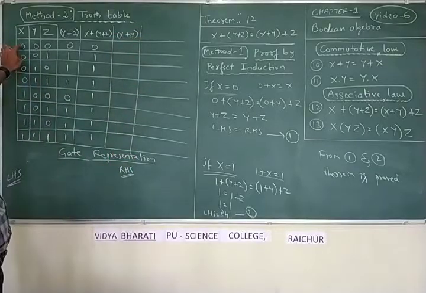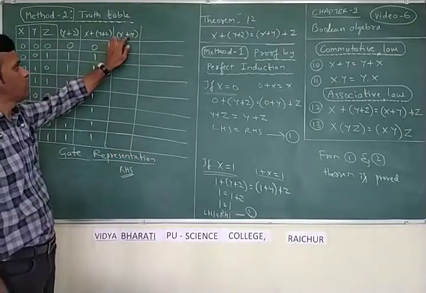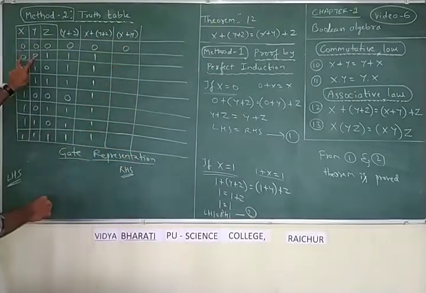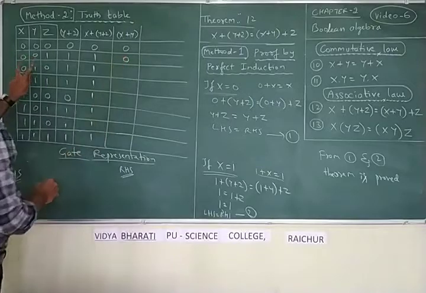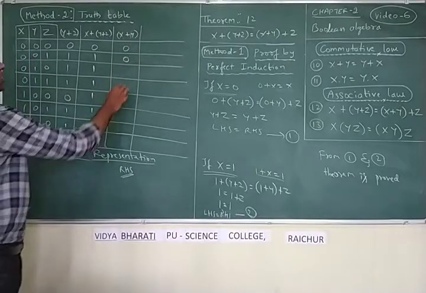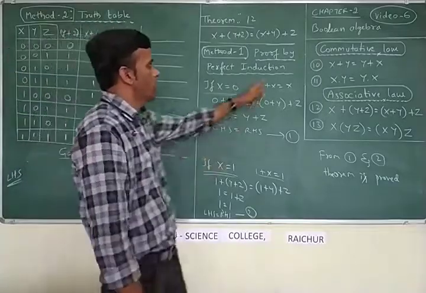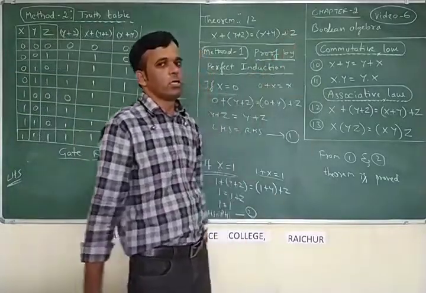So the columns x and y, and it's an OR operation. Okay, so if both are 0, then only it is 0. Here also it is going to be 0. And in all the remaining cases it is going to be 1. Next we will go for ORing with variable z.